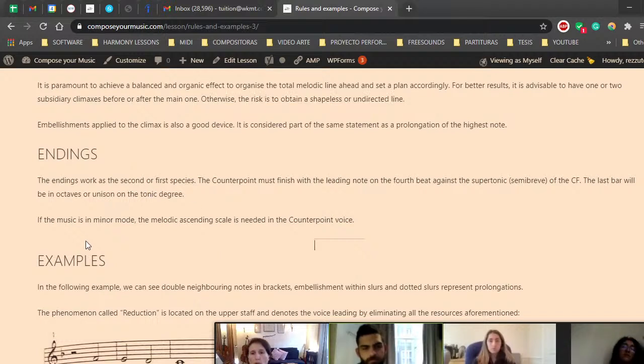Endings. The endings work as in the second and first species. The counterpoint must finish with the leading note on the fourth beat against the supertonic, then a semibreve. Remember, supertonic in the cantus firmus, leading tone in the counterpoint. The last part will be in octaves or unison on the tonic degree, in semibreves. If the music is in the minor mode, the melodic ascending scale is needed in the counterpoint voice.